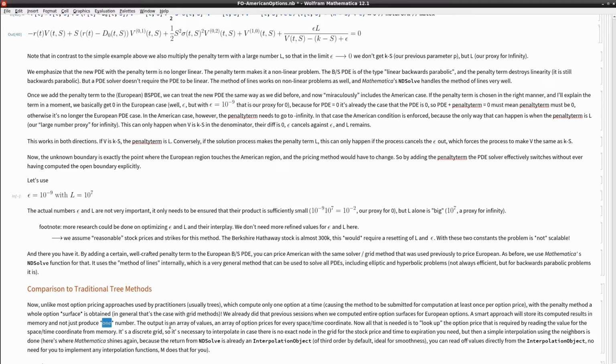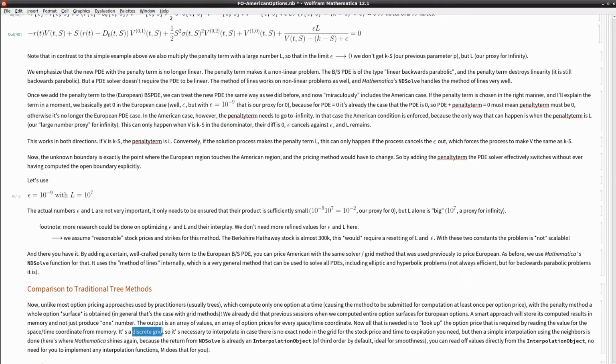The output is an array of values, an array of option prices for every space-time coordinate. And now when we use that approach, all that is needed is to look up the option price in memory. We have already computed it, and instead of recomputing it, we just read it from memory.